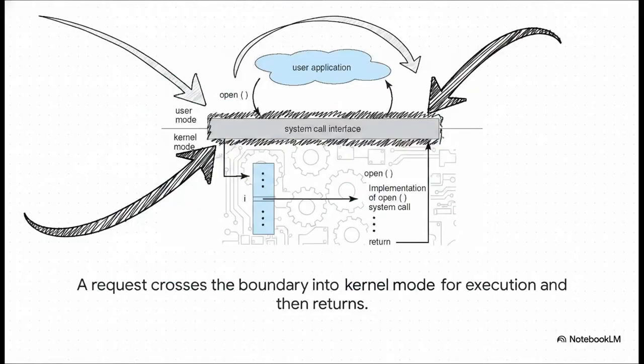It's a very carefully controlled process. The app's request crosses this hard boundary into kernel mode. The system call interface makes sure it goes to the right place, the kernel does the job, and then the result gets passed safely back across. It's this beautiful, clean, secure journey every single time.